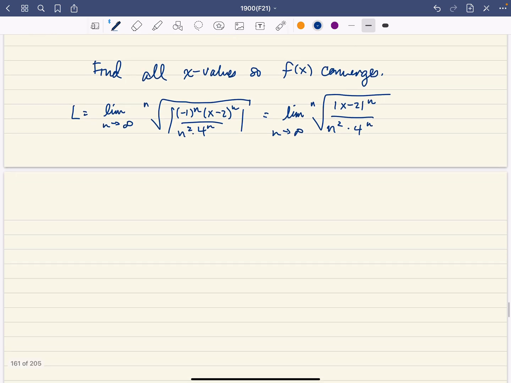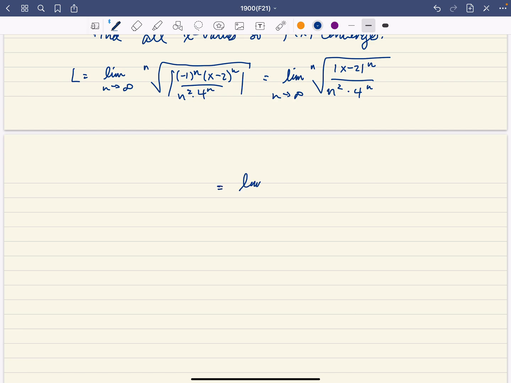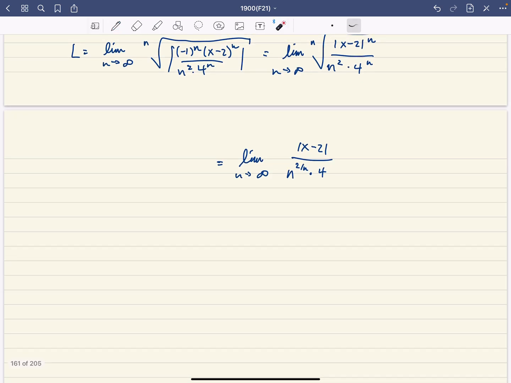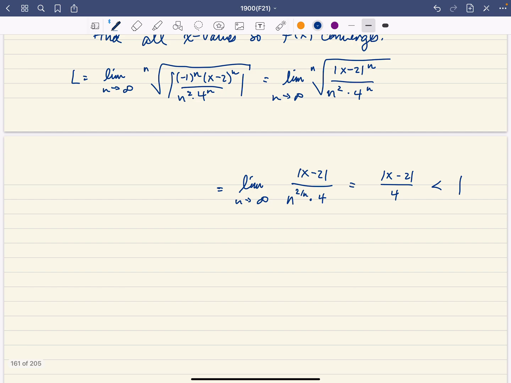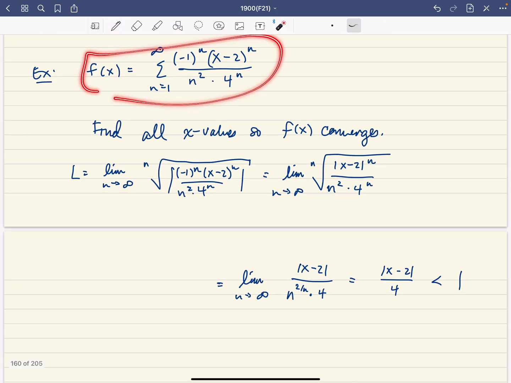And so when we take the nth root, this is going to turn into the limit as n goes to infinity of the absolute value of x minus 2 all over n to the 2 over n times 4. And as n goes to infinity, n to the 2 over n, as we well know, goes to 1. And so this is going to end up being the absolute value of x minus 2 all over 4. And so now we can apply the root test. And we know that this is going to converge if this quantity is less than 1. Okay, so this function that we were defining up here converges for those x values if x minus 2 in absolute value is less than 4.